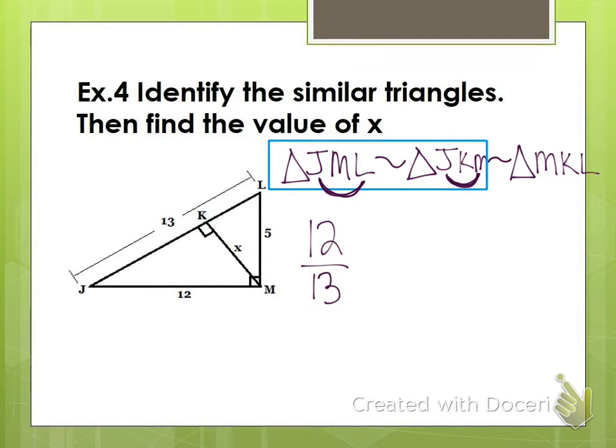Okay, if you would rather have JL on top and JM on bottom, that's fine. You just have to be consistent. The side that we don't know is KM, so I'll put my x there. KM corresponds to which side from my giant triangle? ML. So ML has a length of what? 5. And we can once again cross multiply and solve.